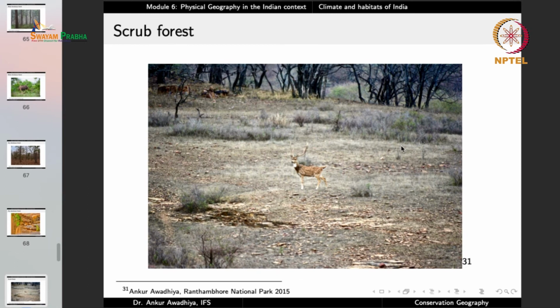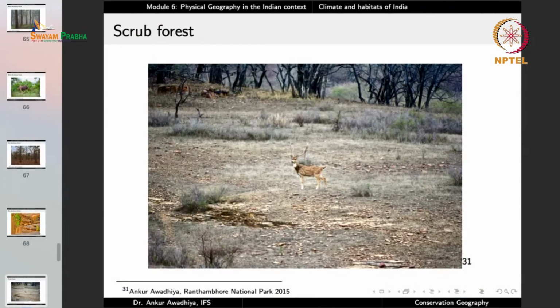And these areas do support a large amount of biodiversity. Of course, not that high as is supported by a forest, but even in these areas you can find animals such as tigers or animals such as cheetal. If you move to even drier areas, we'll find sand dunes. So now we are moving towards Rajasthan.